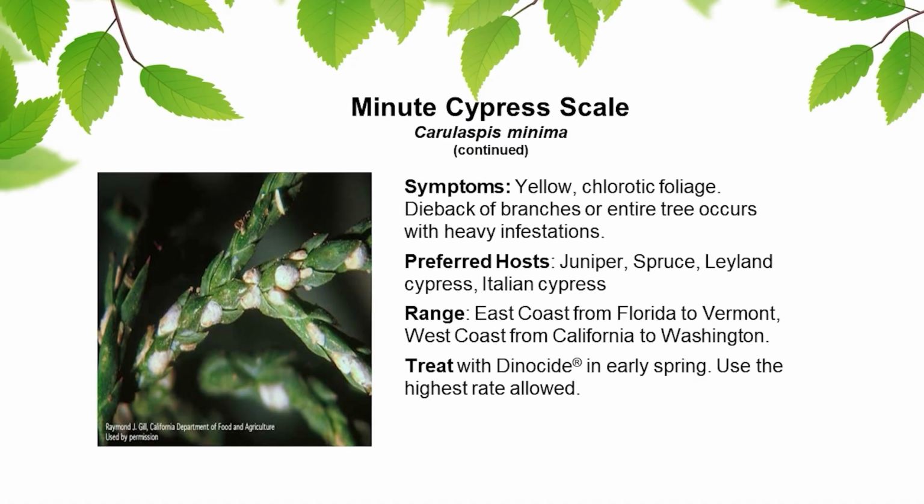Symptoms of minute cypress scale include yellow, chlorotic foliage, branch dieback with moderate infestations, or death to the entire tree with heavy infestations. The preferred hosts of minute cypress scale include juniper, spruce, leyland cypress, and Italian cypress. The range of the minute cypress scale is the east coast from Florida to Vermont and the west coast from California to Washington state.